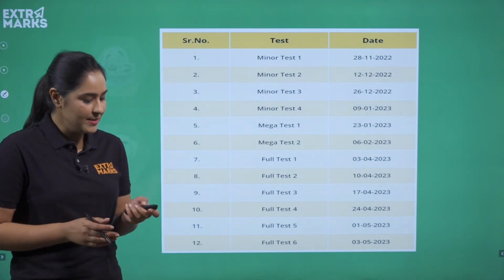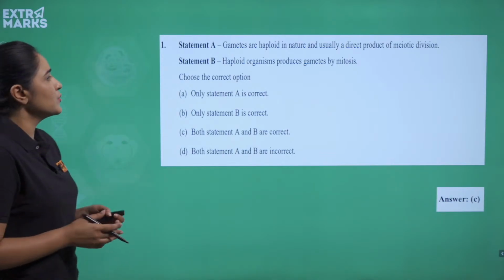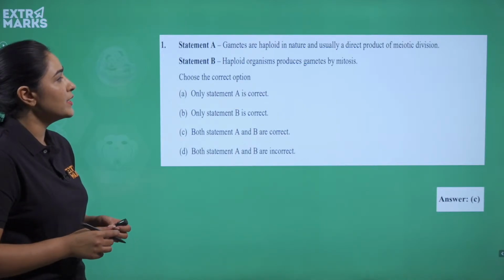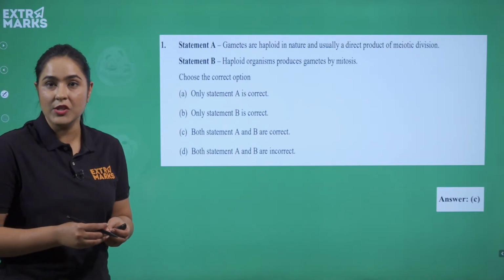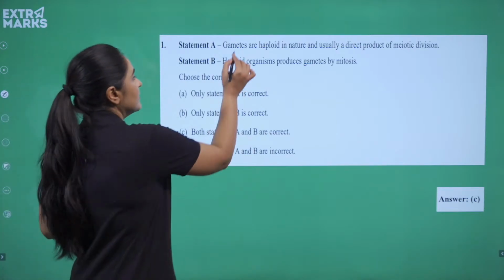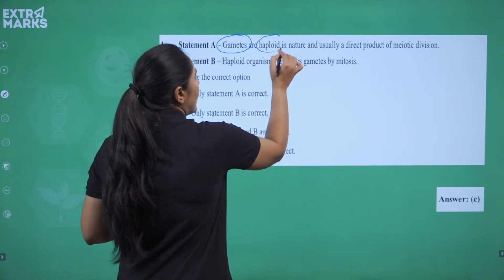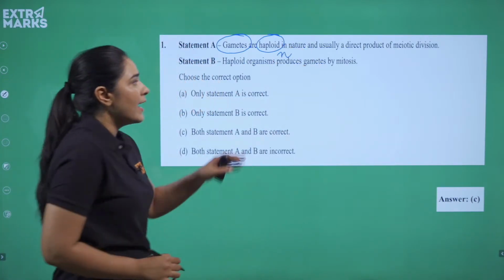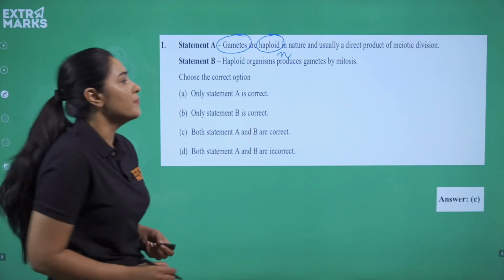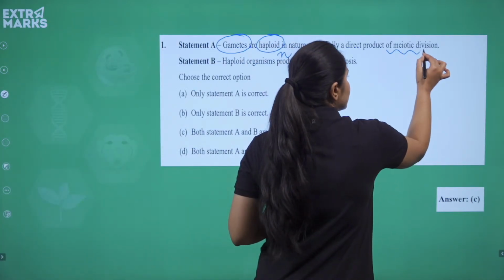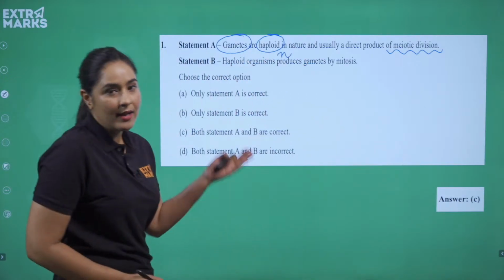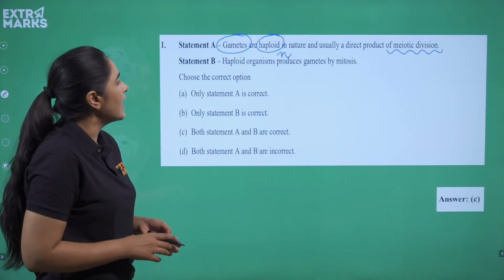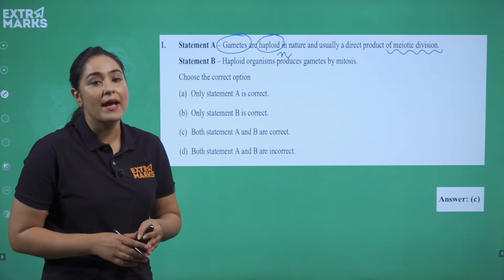So let's get started. First question here, students, is statement A: Gametes are haploid in nature and usually a direct product of meiotic division. So obviously here we are having the gametes and we are saying they are haploid in nature. This is true. Their ploidy is n and usually a direct product of meiotic division. Meiosis gives us a haploid cell, and it is the gamete here. This statement is correct. Statement B says that haploid organisms produce gametes by mitosis.